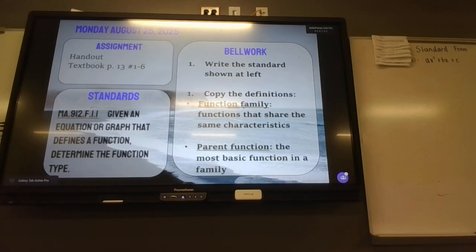So today we're going to go through 4 different parent functions, and then we'll look at how to compare other functions in the family to the parent function.